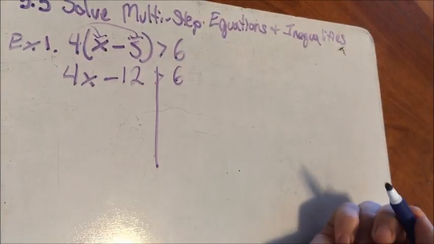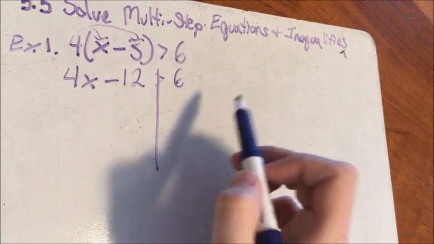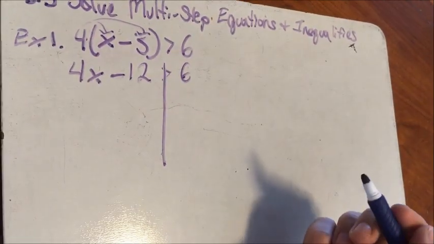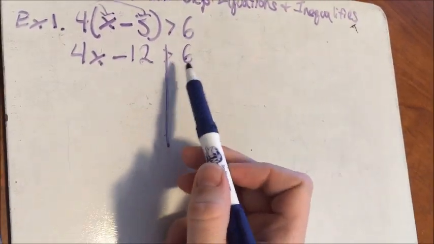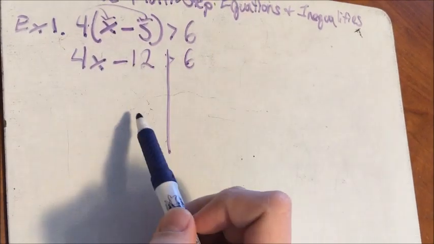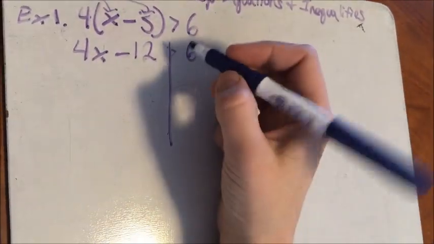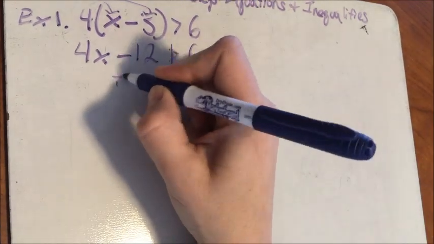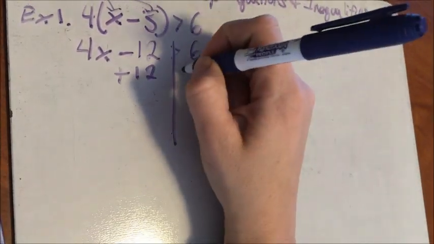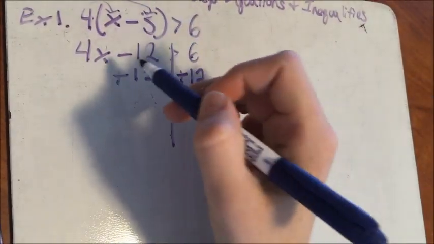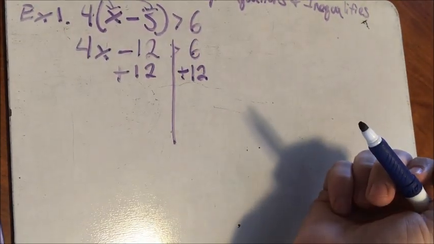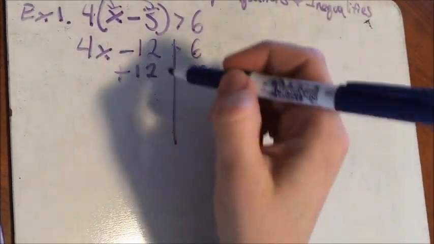Now I want you to draw your fence so that you remember whatever you do on this side, you have to do here, okay? Now this looks like a two-step equation. The only difference is it's an inequality instead of an equal sign. So if it were an equation, you solve this the same way. You're going to add 12 to both sides because if I do it on the left, I also have to do it on the right to keep it equal and balanced.